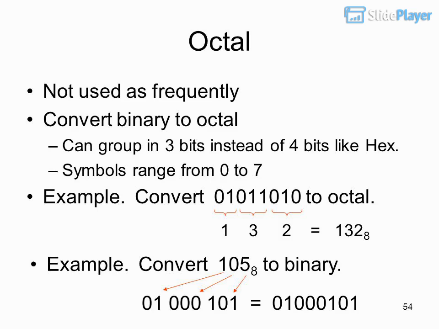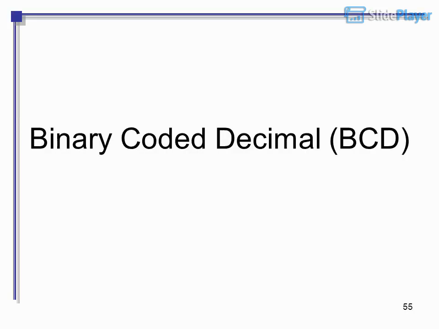Example. Convert 01011010 to octal: 132 equals 132 octal. Example. Convert 105 octal to binary: 001 000 101 equals 01000101. Binary coded decimal, BCD.